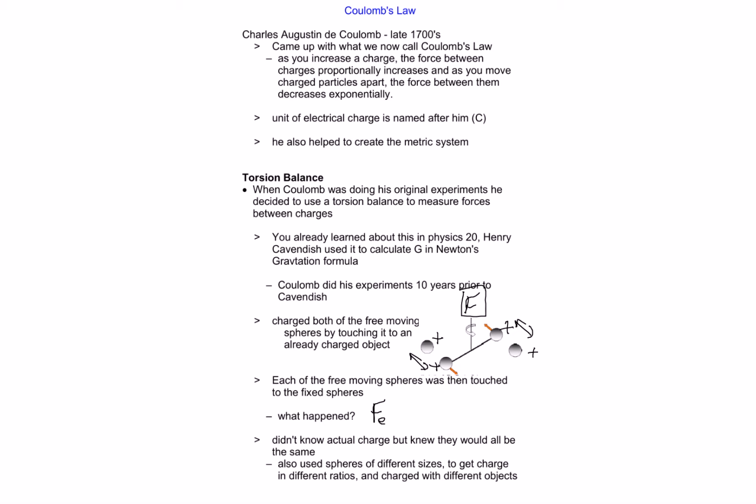So he figured out that it didn't matter how much he rubbed the rod, he would only get the same amount of charge, but if he made the sphere bigger, it would take more electrons and it would be a bigger charge. So he changed the size of the spheres, he changed the distance between them, changed all kinds of things, and he would measure the force that it created.